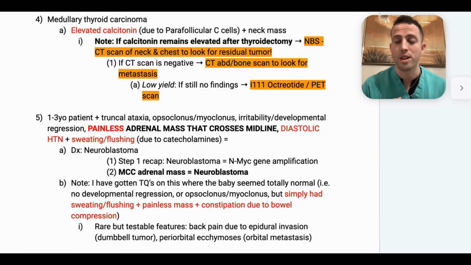Unless it's a neuroblastoma or it's renal artery stenosis. Those are really the two biggest things that cause diastolic hypertension on the USMLE.